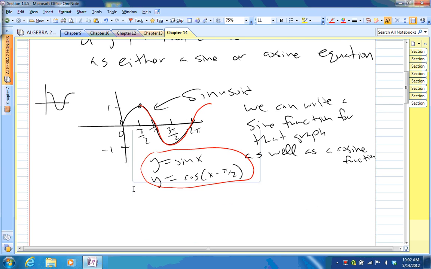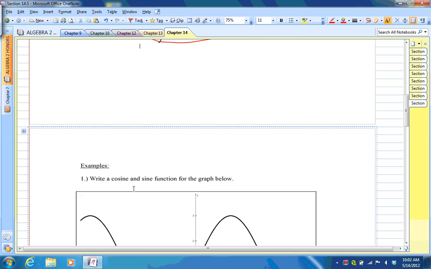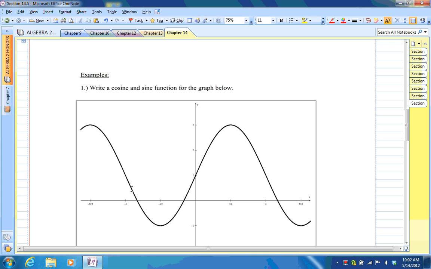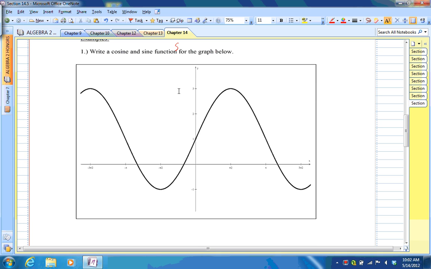Let's look at a real example here so you get a better idea of how we can write cosine and sine functions for graphs. So in this case, you have to write a cosine and sine function, sorry for the poor grammar, for the graph below. Now it's going to be a little bit hard to read, so let me tell you what this is. That's pi over 2. That's pi. That's 3 pi over 2. Negative pi over 2. Negative pi. Negative 3 pi over 2. That's 1, 2, 3. And negative 1.